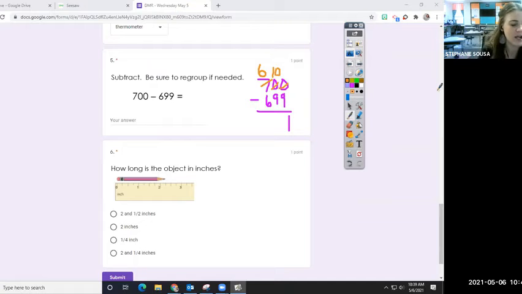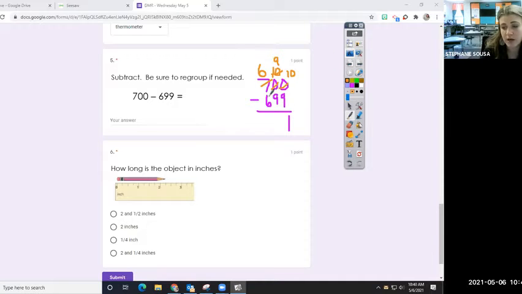Remember when I had the $10 bills and I showed y'all how that's still 100, there's just more papers? That's what's going on right now, okay? Then we're going to borrow a 10 and turn it into 10 ones. So right now, we've still got 700 at the top. $600 bills plus 9 $10 bills plus 10 $1 bills is still $700. It just looks different, okay?